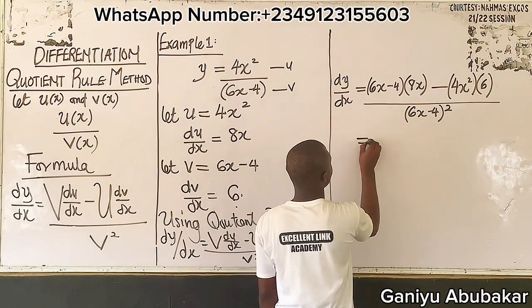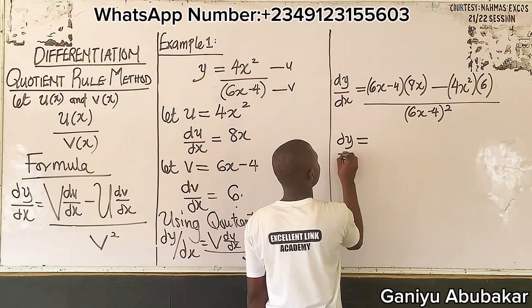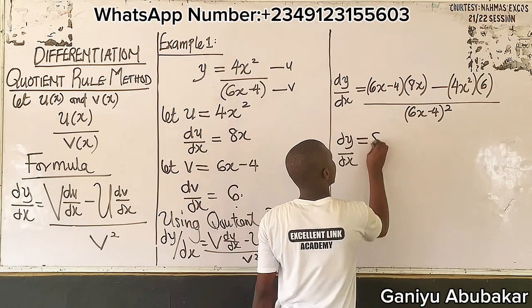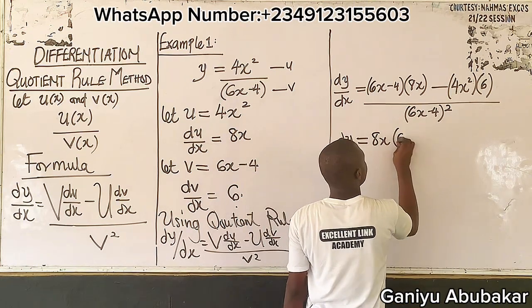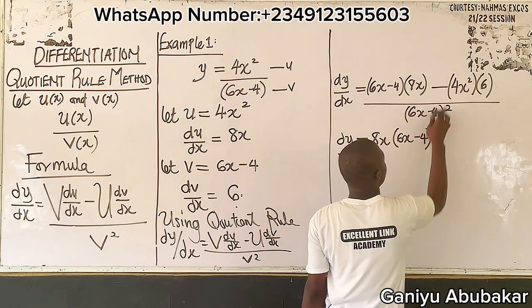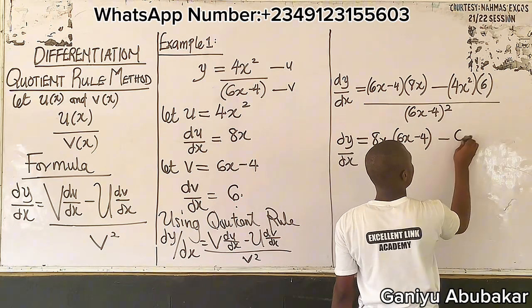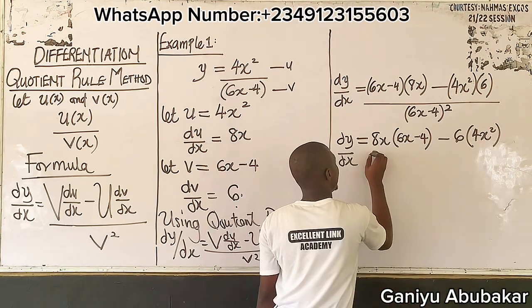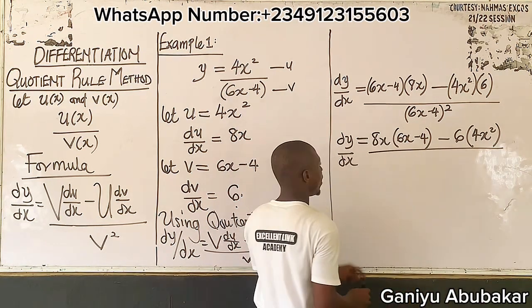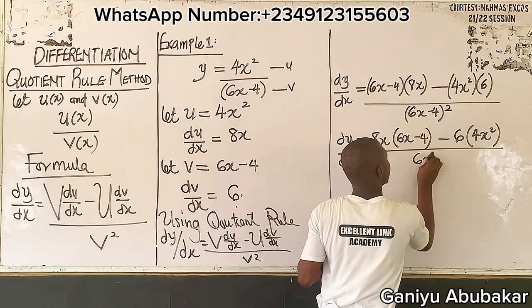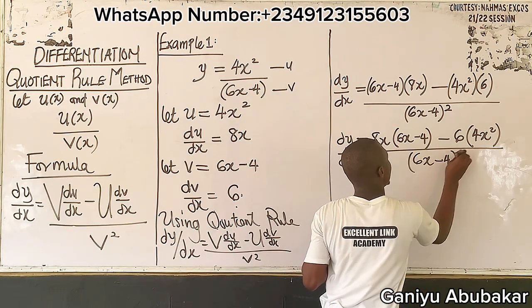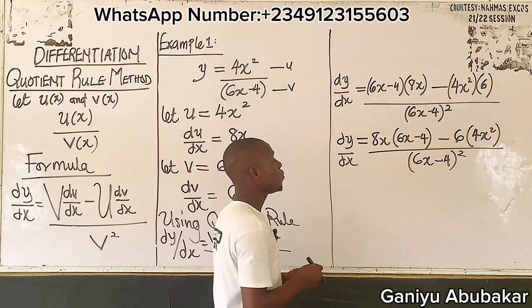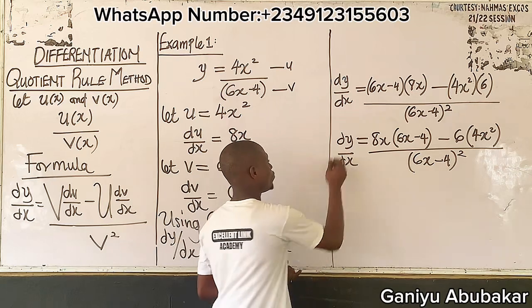From here, dy over dx will be equal to, I can arrange this as 8x into 6x minus 4, minus 6 into 4x squared, all over 6x minus 4 all squared. I can choose to leave my answer this way. I'm still correct. But if I want to, I can expand.